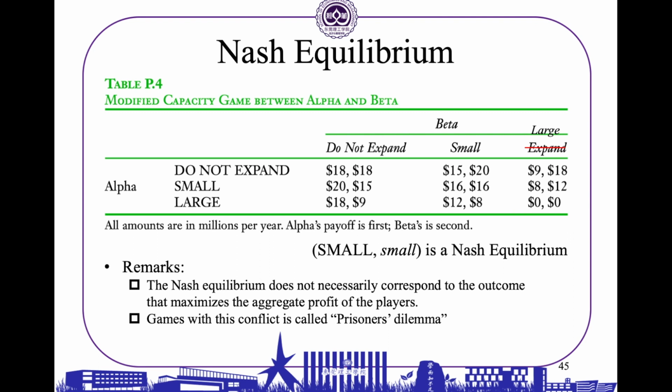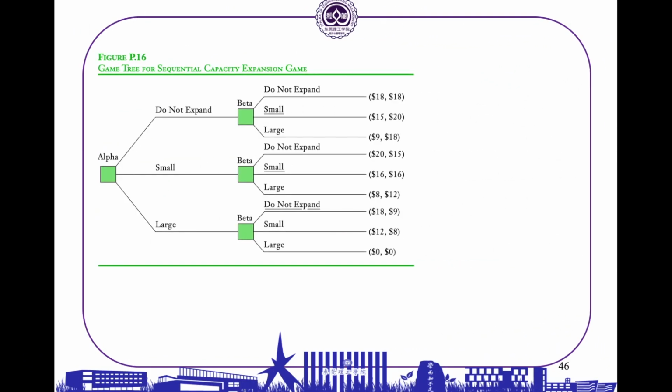In the games of table P3 and P4, we assume both firms choose the capacity at the same time. Now, let's see what will happen if they make decisions sequentially. Assume that to deter beta's expansion, alpha chooses to expand his capacity or not a year before beta. With this sequential choice problem, we can present this game as a game tree.